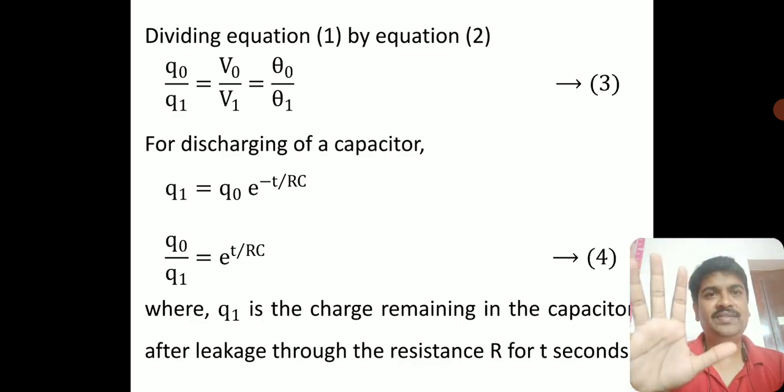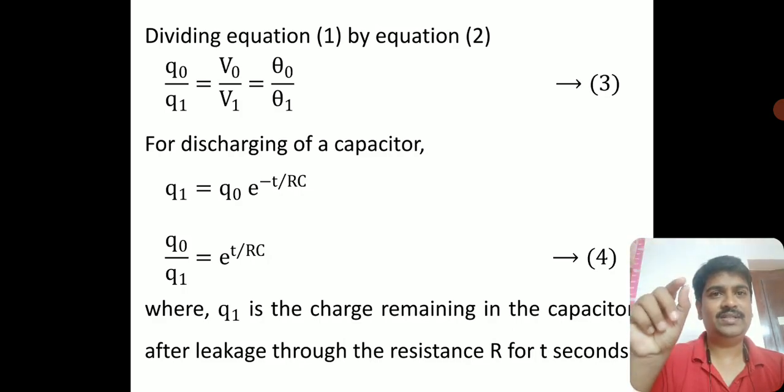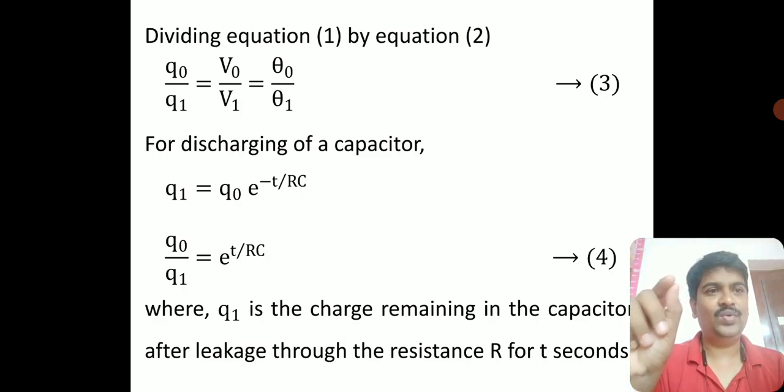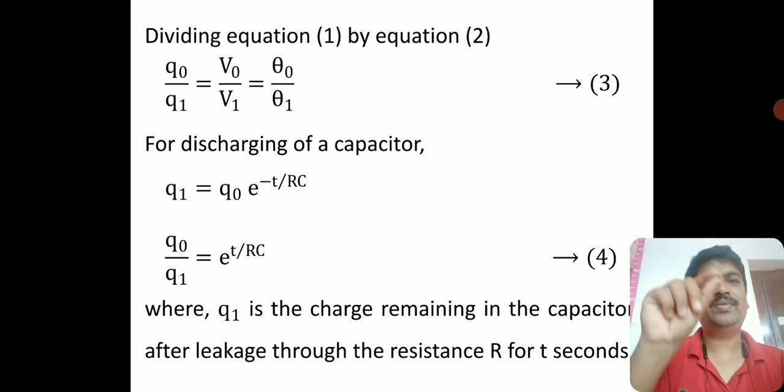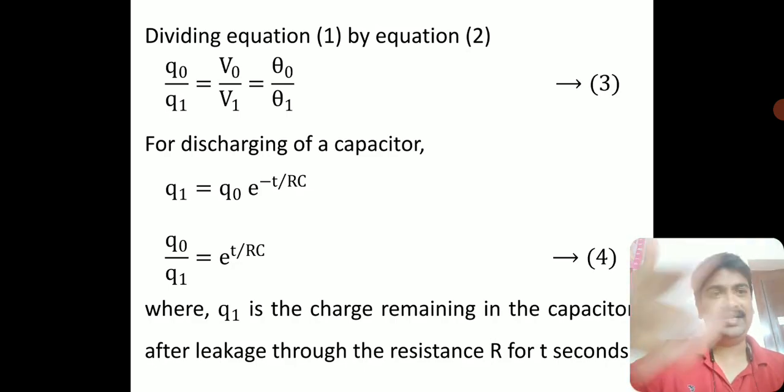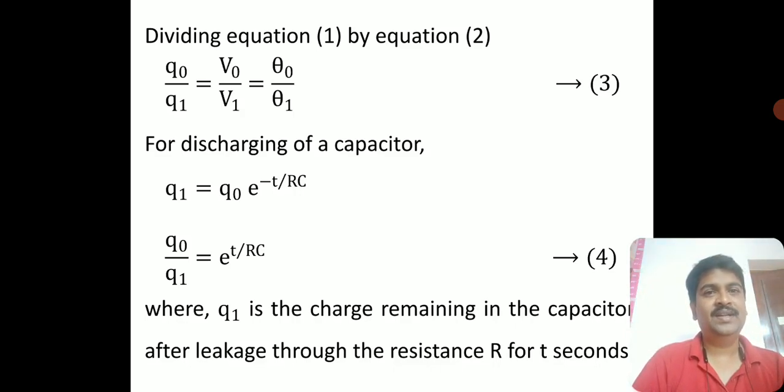Now the discharge of the capacitor is a well-known equation. The charge remaining on the capacitor Q1 equals Q0 e to the power of minus T by RC. This is a well-known equation which we have seen in the second PUC. If I rearrange this, I will get Q0 by Q1 equals e to the power of T by CR, where Q1 is the charge remaining on the capacitor after leaking through the high resistance for a time t.